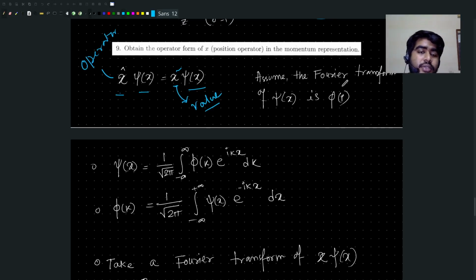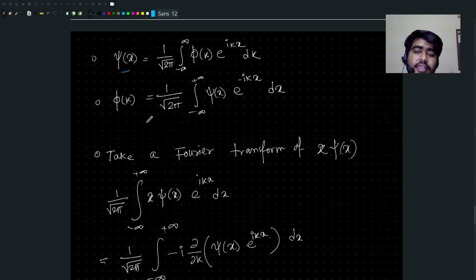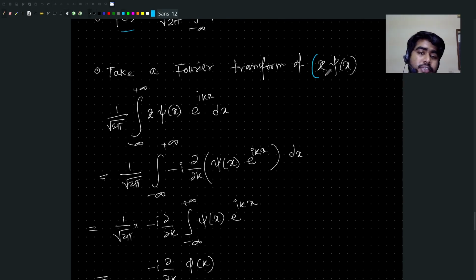So now let's assume that the Fourier transform of psi x is given by phi of p, which is formally written like this. So psi x is 1 by square root 2 pi, integral from minus infinity to plus infinity of phi k e to the power I k x dk, and phi k on the other hand is similarly defined by the inverse Fourier transform.